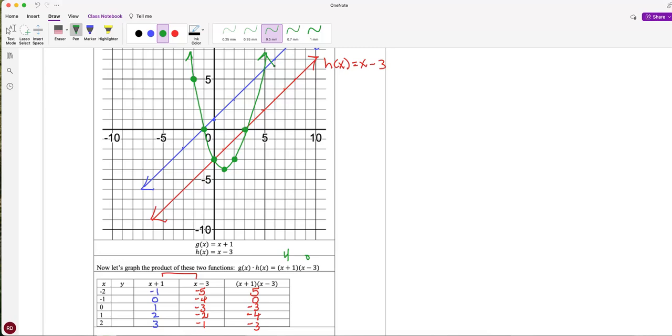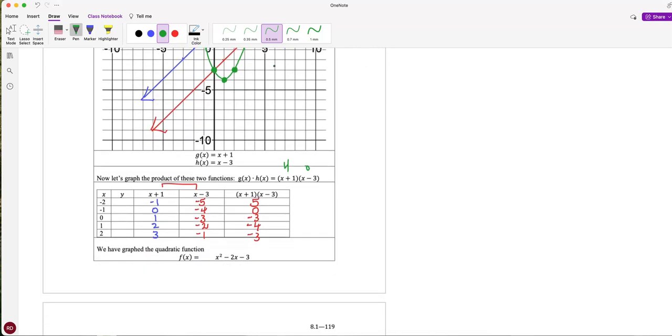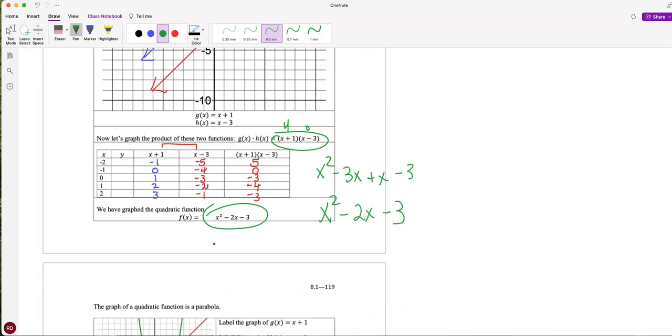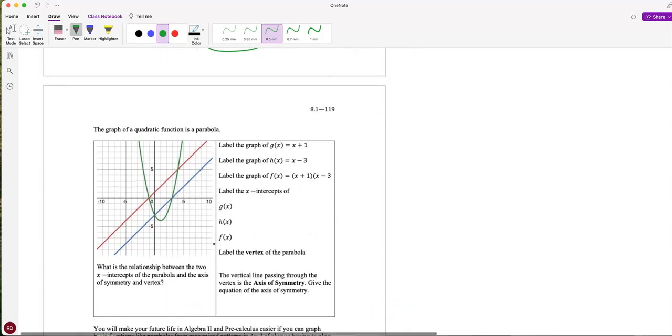If I multiply these two functions together, you get x squared minus 3x plus x minus 3. This is x squared minus 2x minus 3. So that's what I just graphed. The graph of this is called a parabola. Okay, so I graphed two lines. We know how to graph those, but the graph of a quadratic is a parabola, and that's what I'm seeing here.